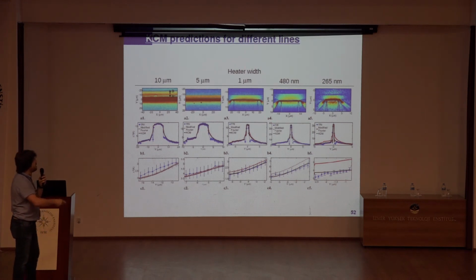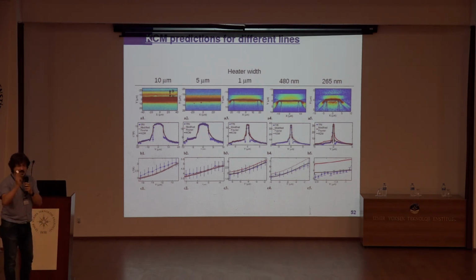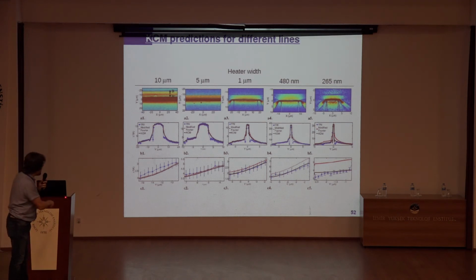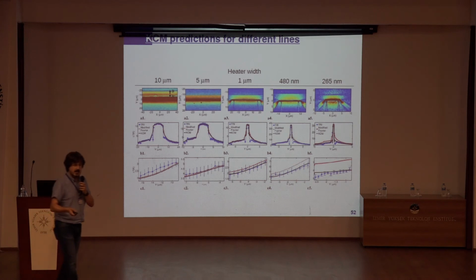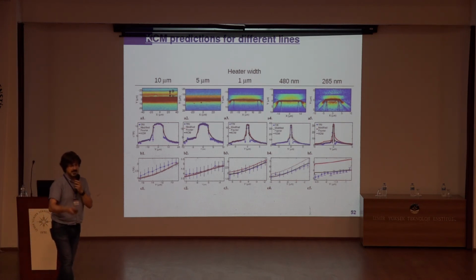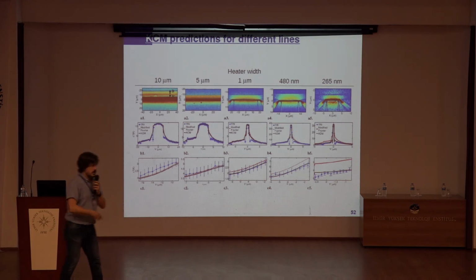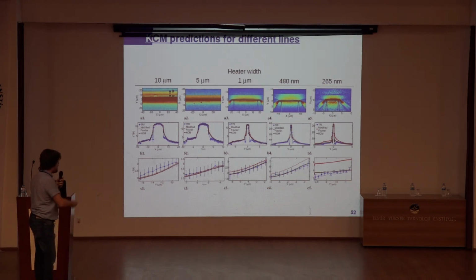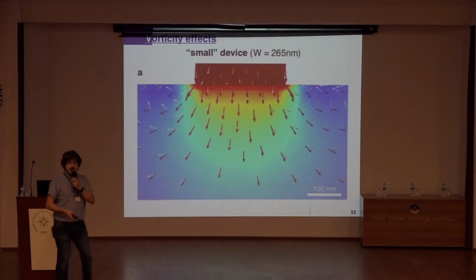The thing is that if we use exactly the same L for different lines, going from 10 microns to 200 nano, with exactly the same L, we can make the prediction of the temperature. So it seems that this L... these are some results that we have sent to publication, and we are now working on this. This is the physical information that our model gives you.